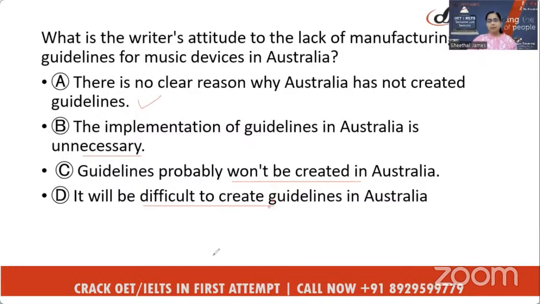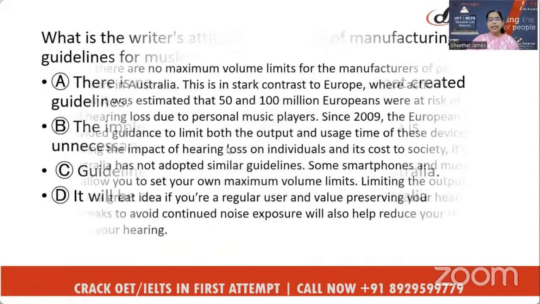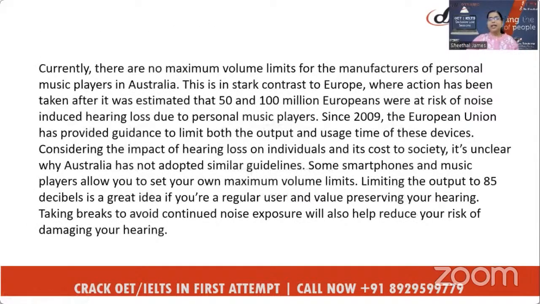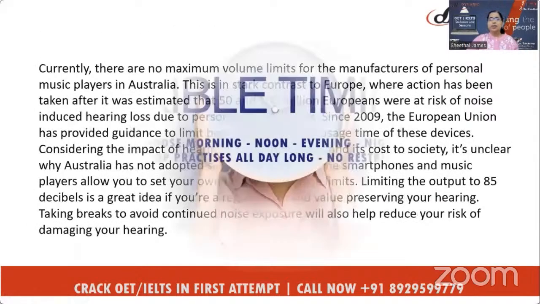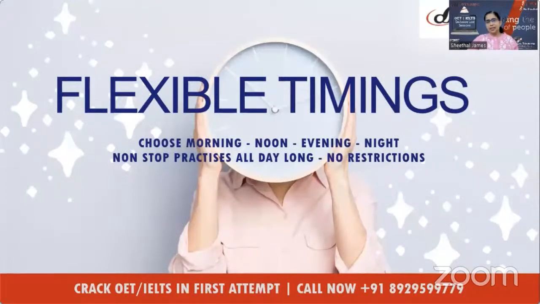So these are the usual types of questions you will be getting in reading part C. And for this, to get a clear understanding, you need to read more, you need to improve your vocabulary, and you need to improve your speed.